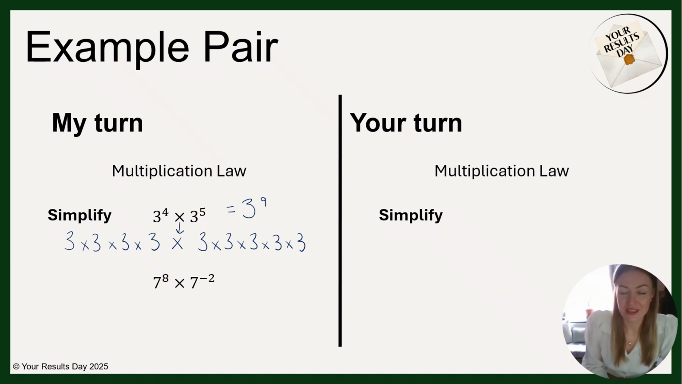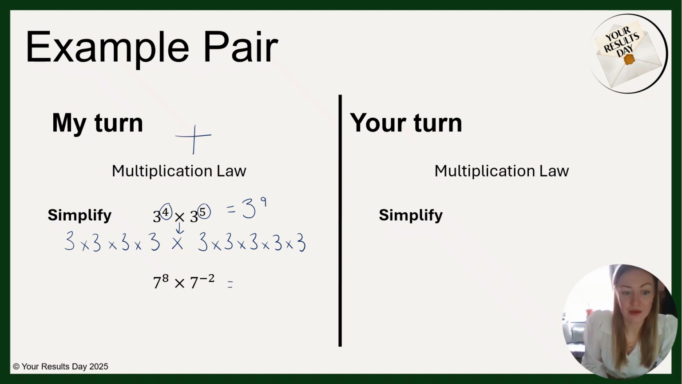What you may notice though is a quick way to do this would have been simply to add the powers, because we know we've got 4 3's being multiplied together and another 5 3's being multiplied together. Altogether that's 9 3's being multiplied together. So the multiplication law states that when we've got two values of the same base and we're multiplying them together, we can simply add the powers.